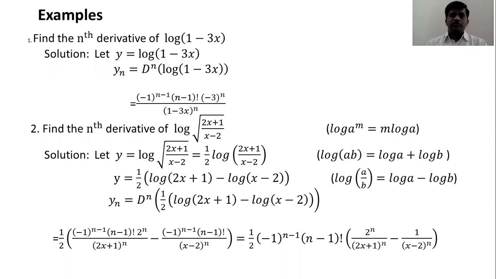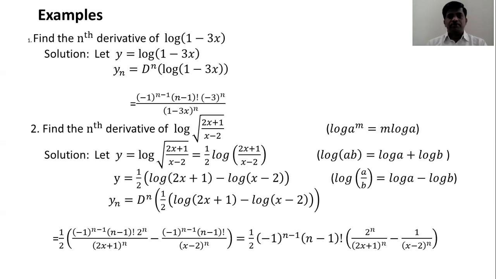find the nth derivative of log of 1 minus 3x. Let us see the solution. Y is equal to log of 1 minus 3x. Take nth derivative on both the sides. Yn is equal to nth derivative, d power n of log of 1 minus 3x. So it is already in the standard form log of ax plus b. So that standard formula of log of ax plus b, in that just we are substituting only a value here, minus 3. Minus 1 to the power of n minus 1, n minus 1 factorial, a value minus 3 power n divided by 1 minus 3x.